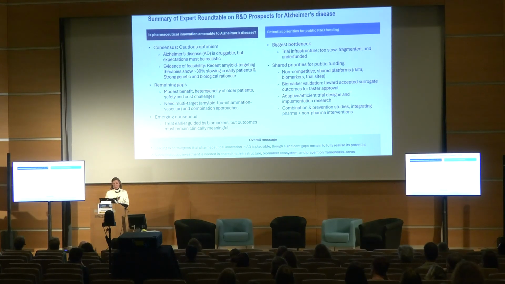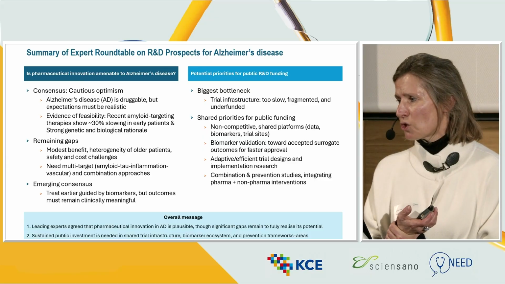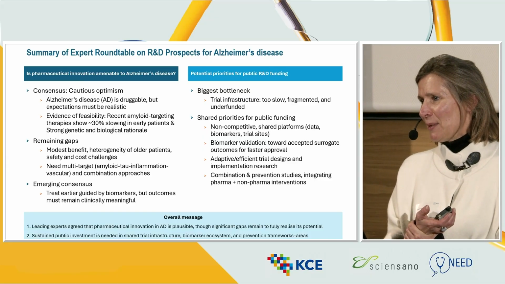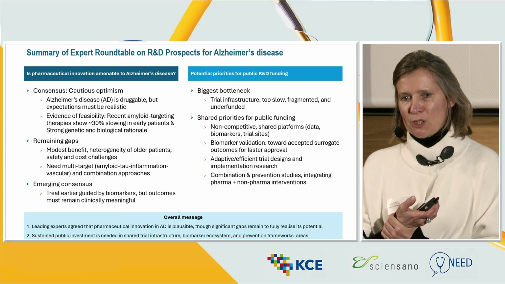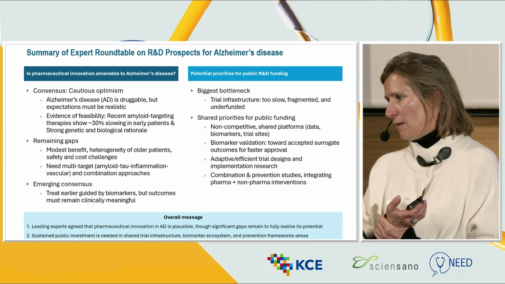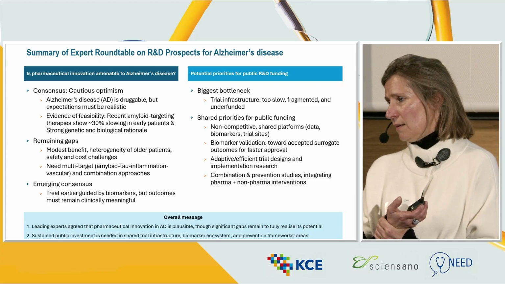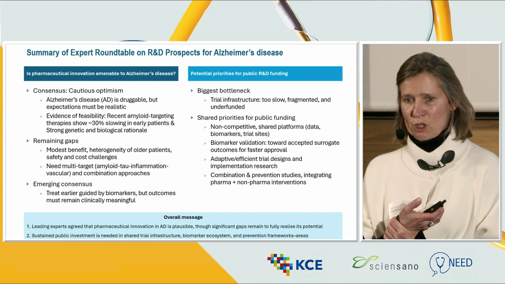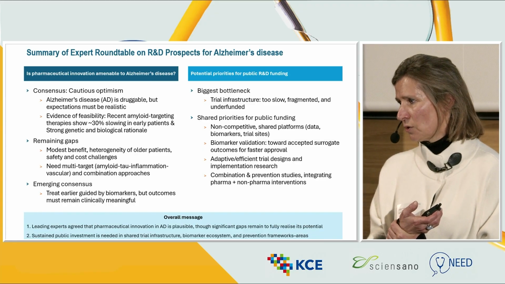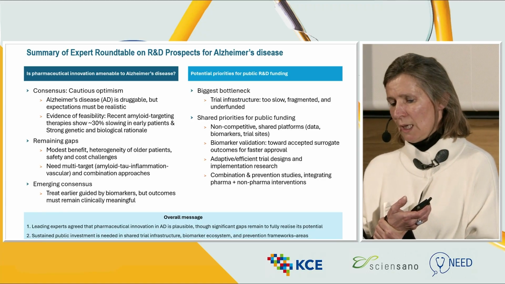So this group of experts agree, there is a consensus that Alzheimer's disease is druggable, we wrote, but expectations have to be realistic. There are some encouraging results with the new drugs, but there are big gaps because the effect remains small. We have a lot of heterogeneity of older patients, and there are safety and cost challenges with these drugs, so we really need to have other approaches. They suggest that probably multi-target and combination approaches could be useful.